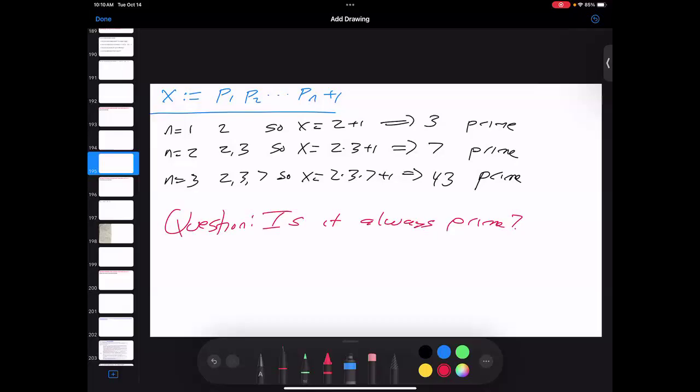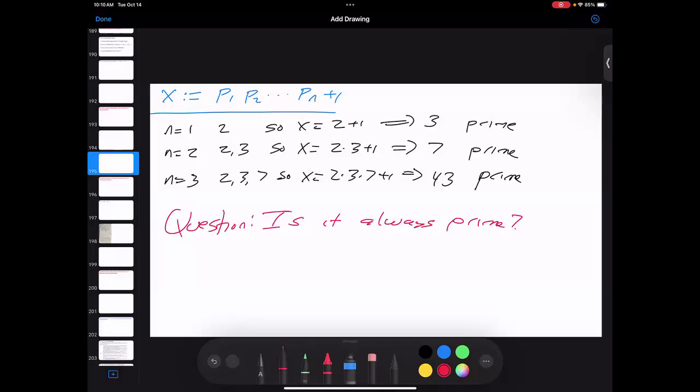What do you think? What should we do? Either prove it or Google it. Find a counterexample. So we could try to do the next one. Do you have access to, say, Wolfram Alpha to just plug this in?